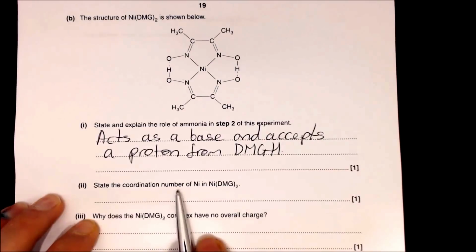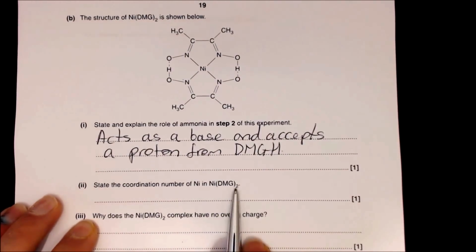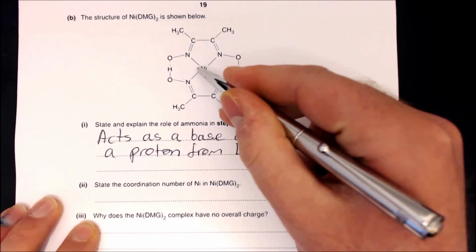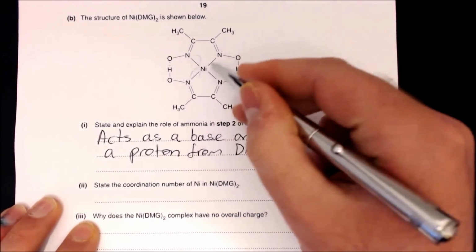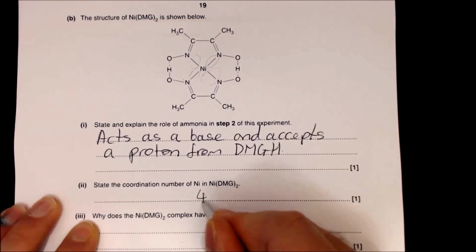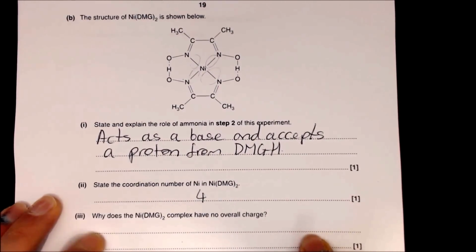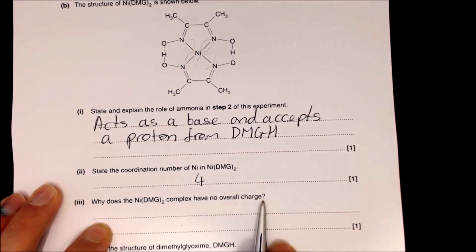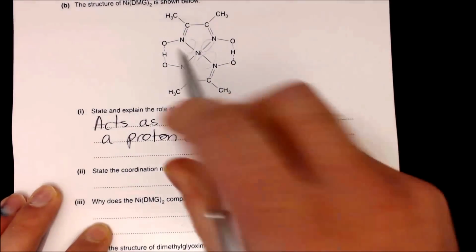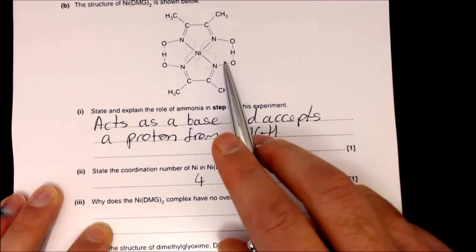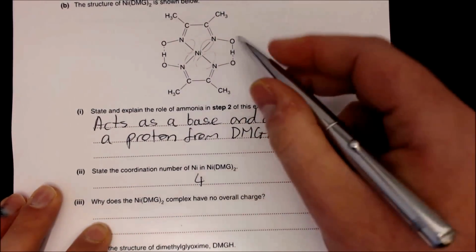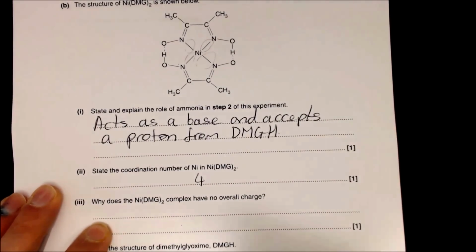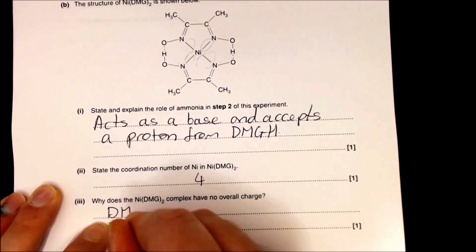And then it says state the coordination number of nickel in NiDMG2. All you have to do is count the number of coordinate bonds, which will be these ones. So it'll be 1, 2, 3, 4. So a coordination number of 4. Okay, and so the next one, why does the NiDMG2 complex have no overall charge? The reason why is DMG has a 1 negative charge, and so therefore we have 2 of them surrounding there, and therefore it cancels out the Ni2+ charge. So we'll put that on there.